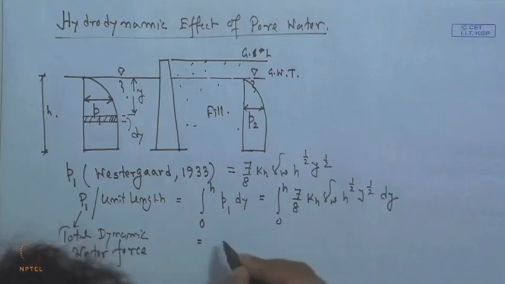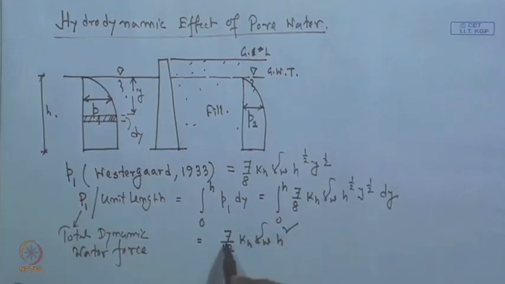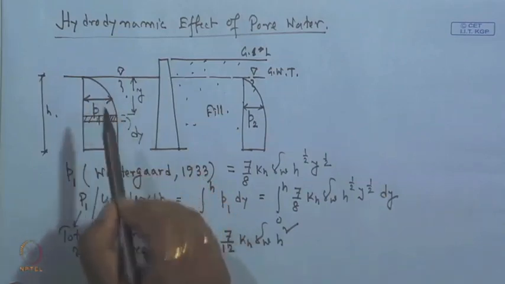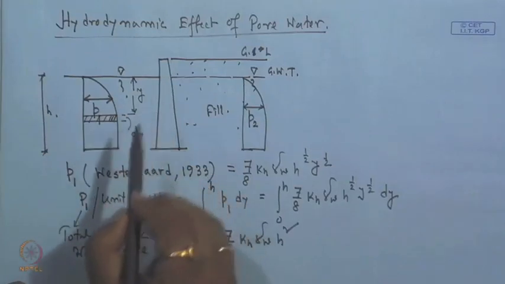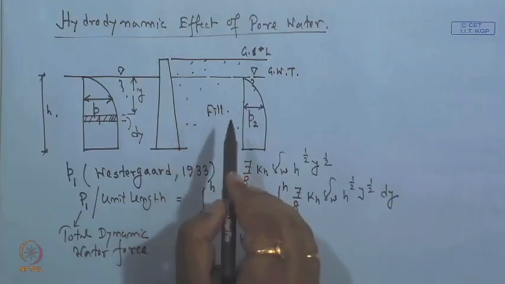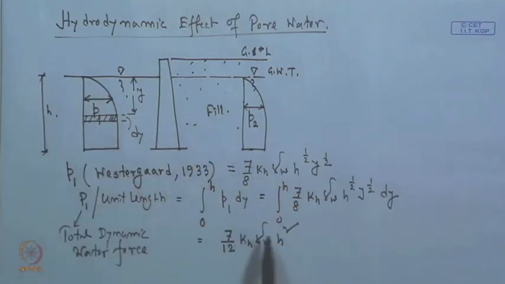So, after integrating this, we will get 7/12 into k h gamma w into h square. So, that is the total force of this water. Remember that this one is the free water which is applying the force on the retaining wall, and this side is the water within the soil. So, this expression 7/12 k h gamma w h square will give the total dynamic water force of free water acting on the retaining wall.